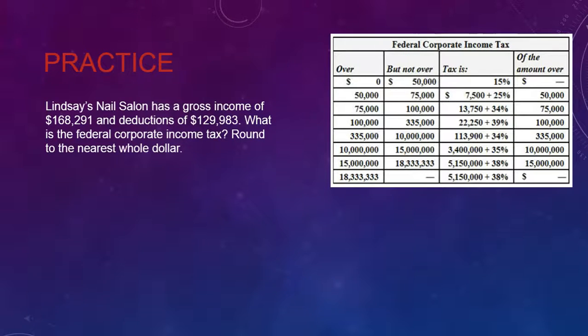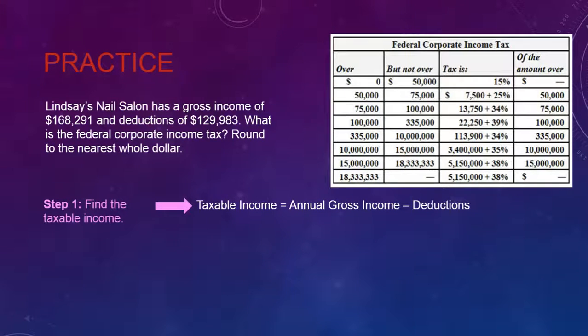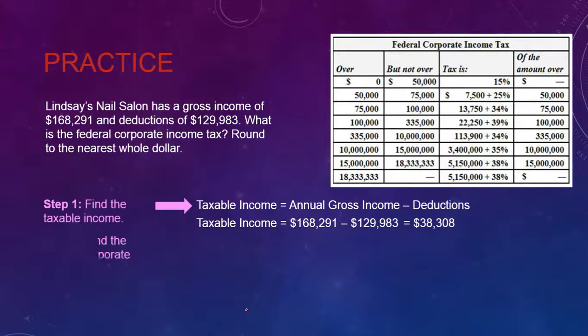Alright, first step, again, find the taxable income. So annual gross income minus deductions, which is $168,291 minus $129,983, giving us a taxable income of $38,308. Find the federal corporate income tax next.